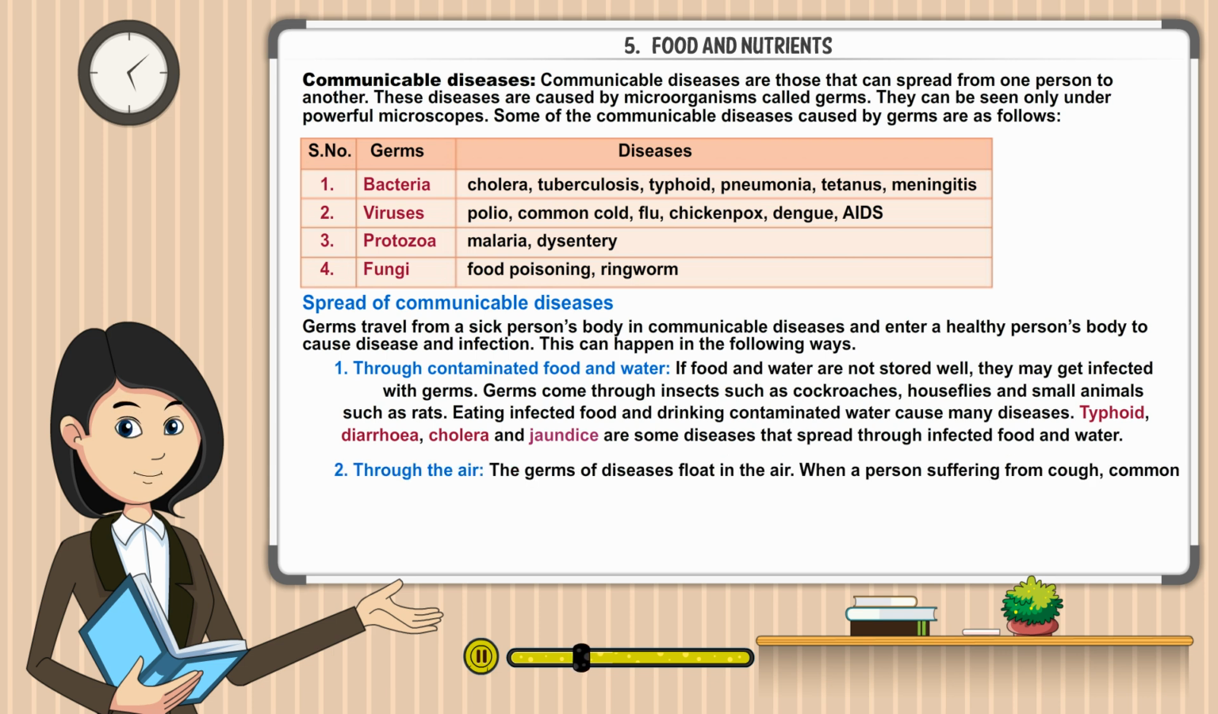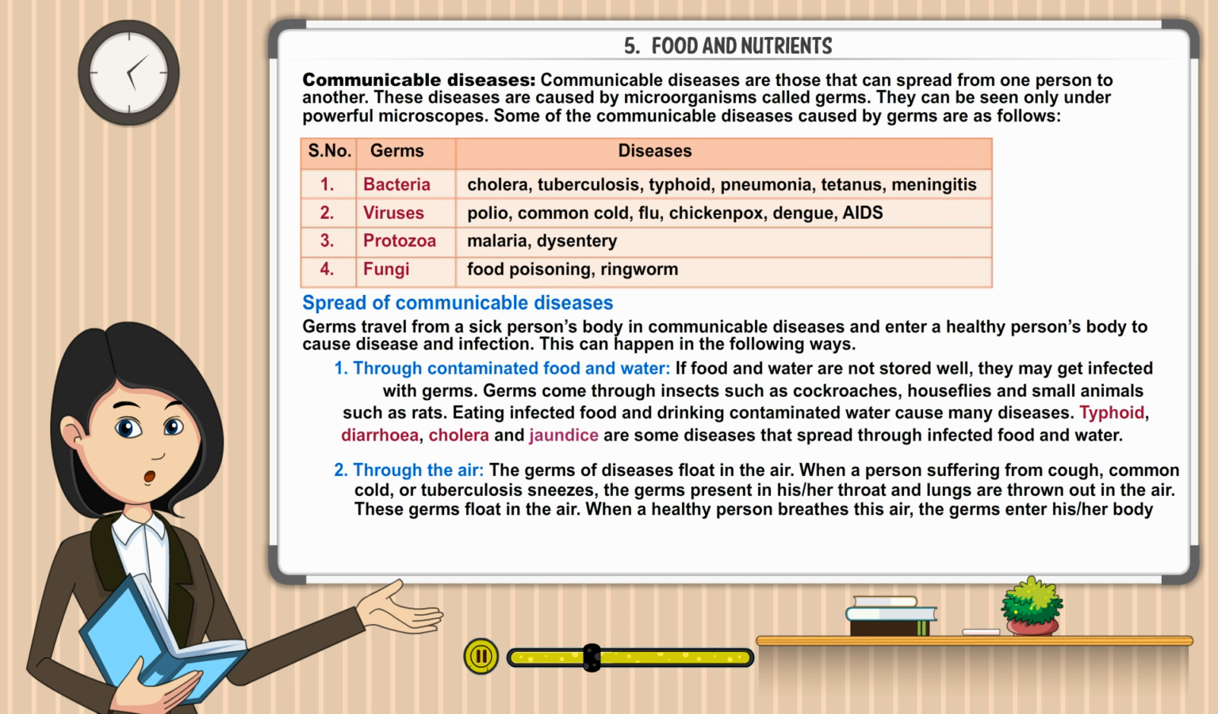Through the air. The germs of diseases float in the air. When a person suffering from cough, common cold, or tuberculosis sneezes, the germs present in his or her throat and lungs are thrown out in the air. These germs float in the air. When a healthy person breathes this air, the germs enter his or her body and make him or her sick. Common cold, diphtheria, viral fever, whooping cough, and measles spread through the air.